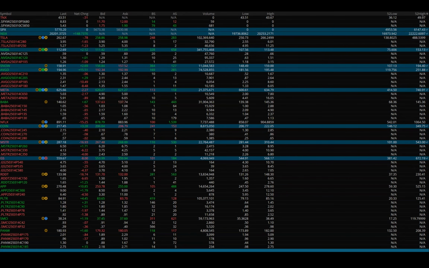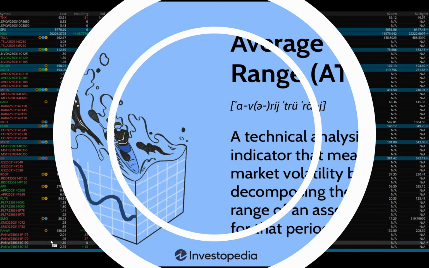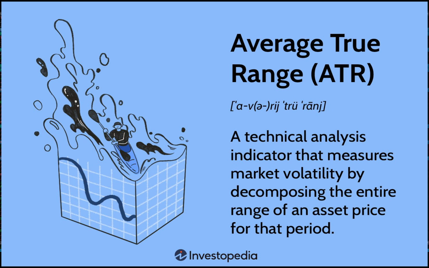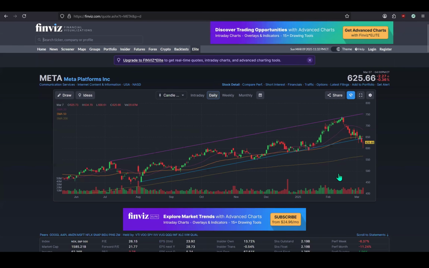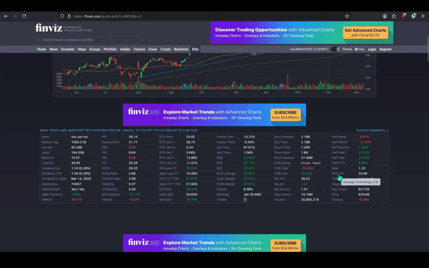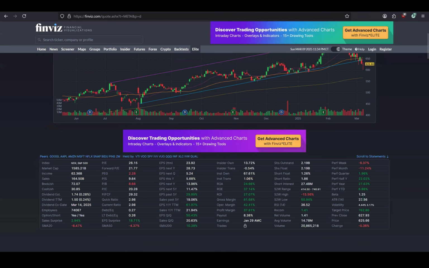Now, the first step in picking stocks is to identify the intraday volatility for each ticker, better known as the ATR, which is your average true range. Now, how do you find the ATR? I like to go on finviz.com and we would simply type in some names from our watch list. Let's use Meta, for example, and we would go down to the ATR, which is the average true range of the past 14 trading days, and that would be 23 points.